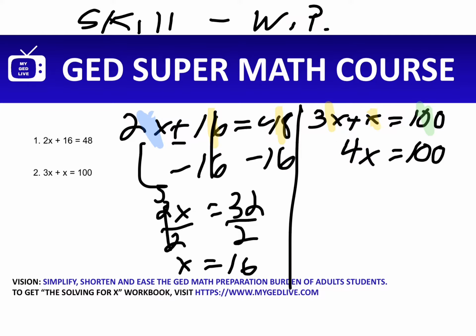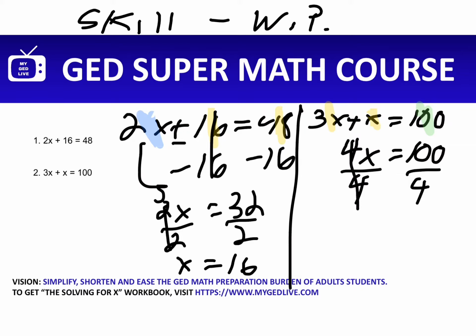So now you've combined the like terms, and now we're going to do the opposite. As I mentioned over here, x is multiplied by 2, so the opposite is divided. The same thing is happening here. x is multiplied by 4, so we're going to divide it by 4. And, like I mentioned also, because this is equal, whatever I do over here, I also have to do over here. So we'll divide that 100 by 4 as well.